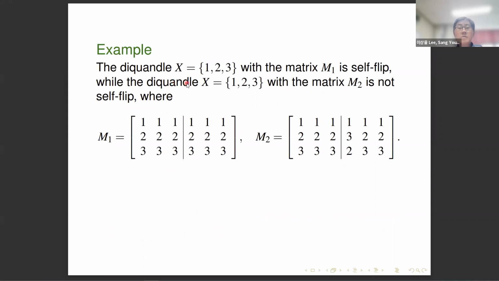We consider this example, X is {1, 2, 3} with the matrices M1 and M2. Then M1 is a self-flip, okay? These two matrices are the same. But the matrix M2 is not self-flip. Okay?